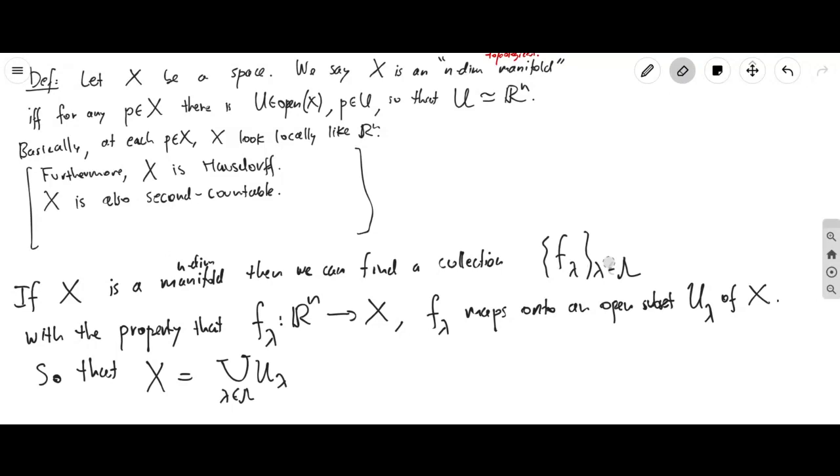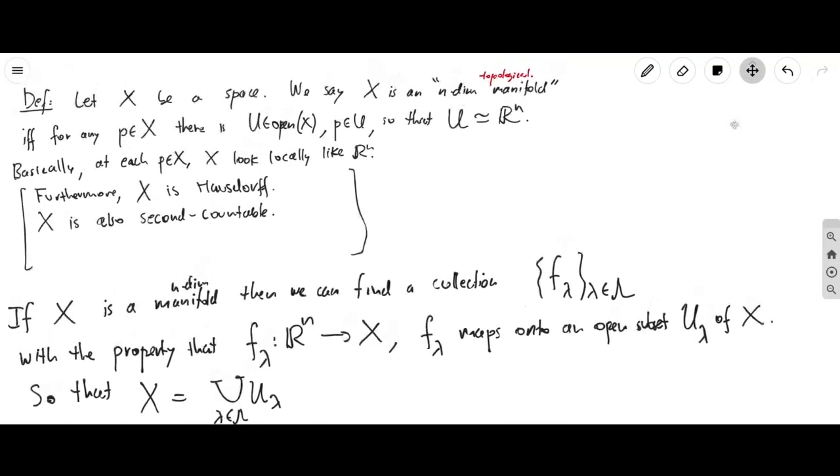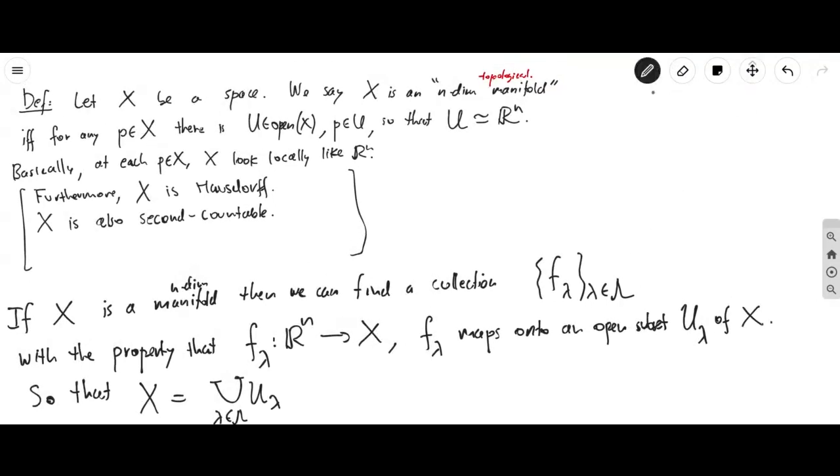So why can you do that? Well, here's the reason why you can do that. It just has to go back to the definition of what it means to be a manifold. So if you give me a point, there's this neighborhood, let's call it U, and that neighborhood is homeomorphic to Rn.